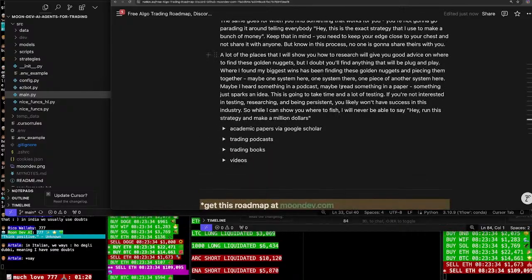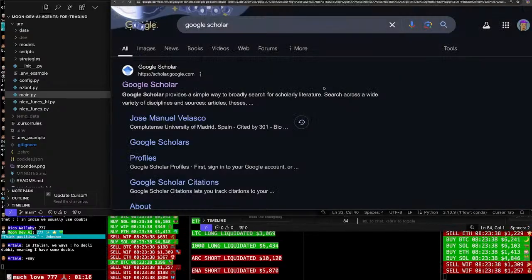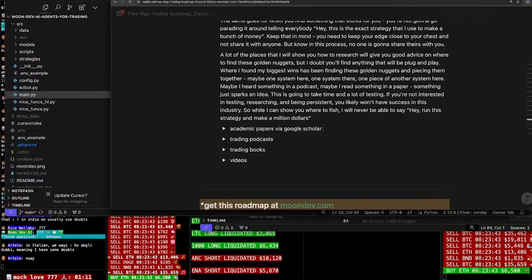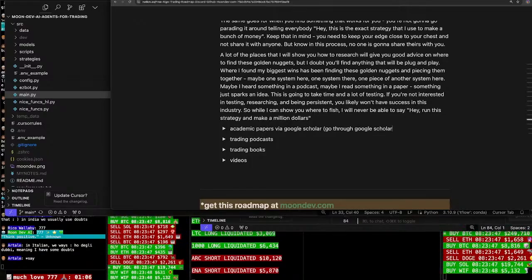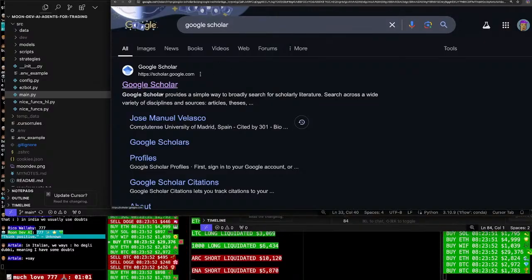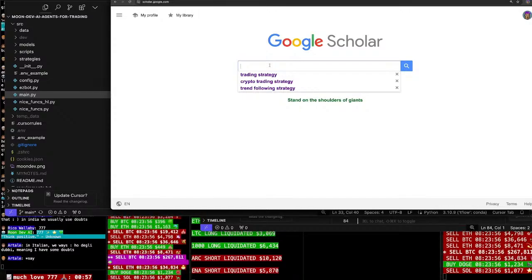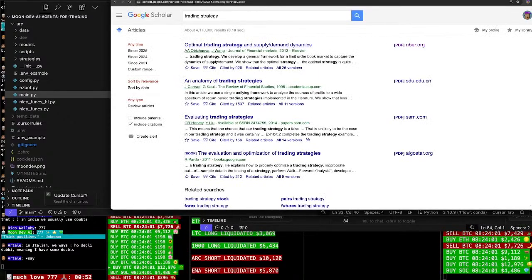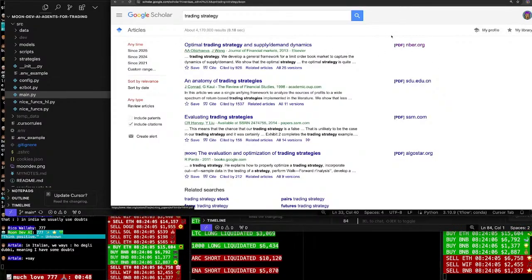So let's just go look around Google Scholar for a bit. Go through Google Scholar and you can just type into Google Scholar. There's a bunch of things. Now I wanted to show you, you can see like trading strategy. Okay, let's start there. And optimal trading strategy with supply and demand dynamics. Let's see if we can open it up.